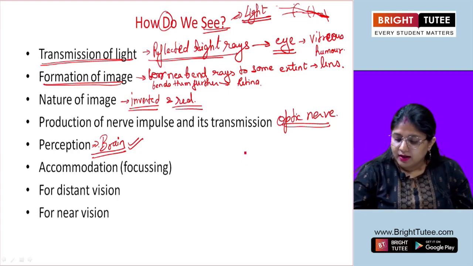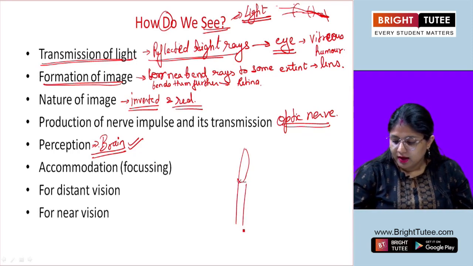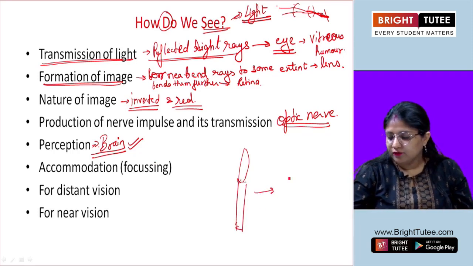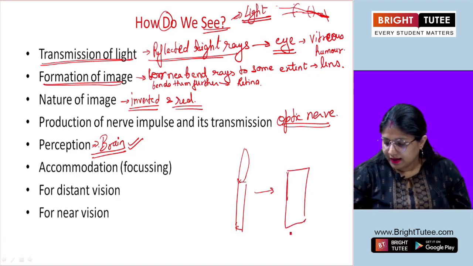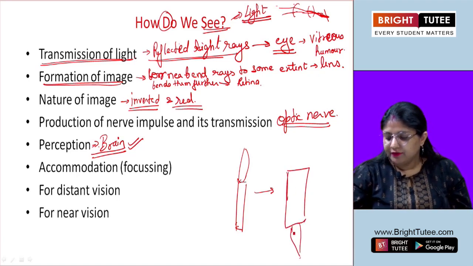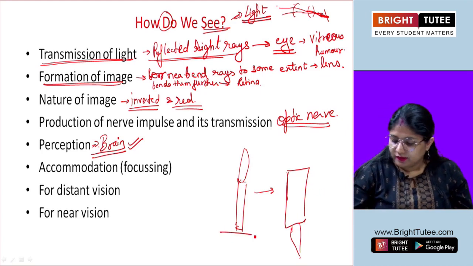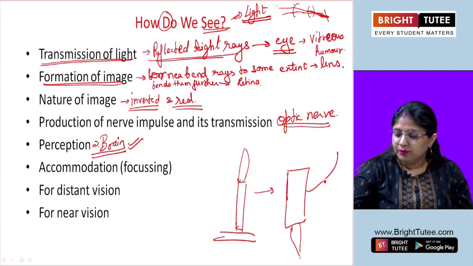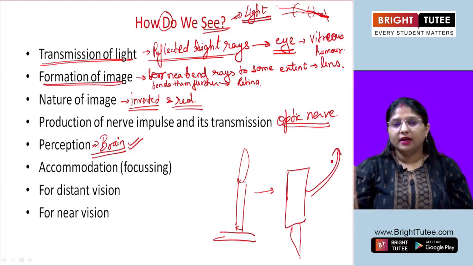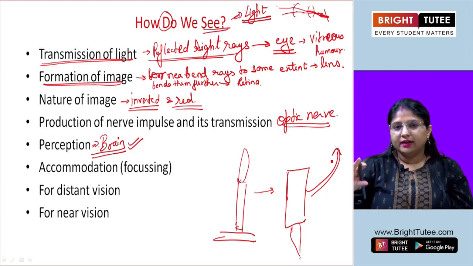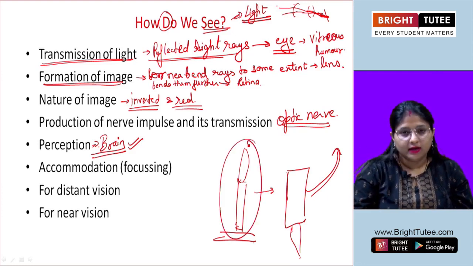For example, let's say this is a candle flame, and what image is actually being formed is this kind of image, right? So this is an inverted image, but what we are able to see is this. The reason is that the image goes to the brain, and the brain is able to perceive it correctly. It is able to correct the image, and this is what we see ultimately, right?